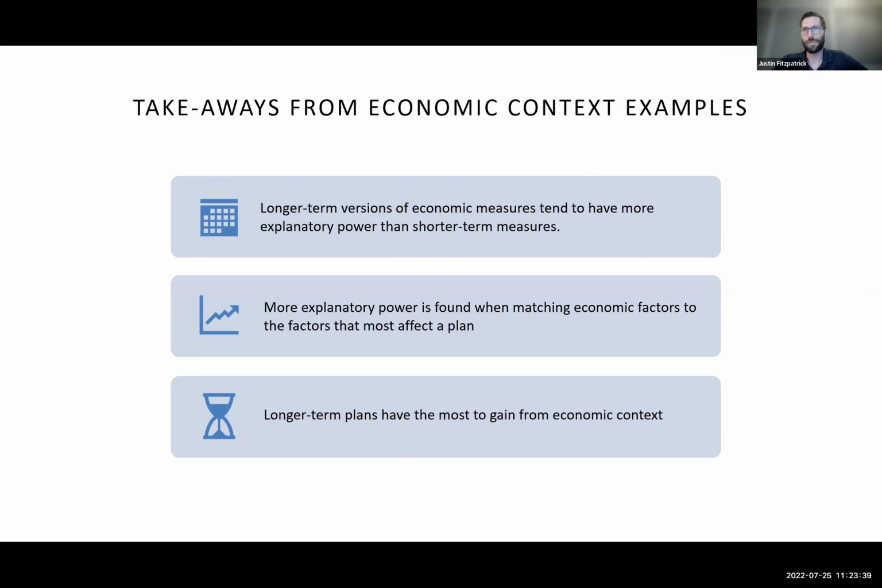Okay, so the takeaways from these examples, and again, these are just examples. We've looked at lots of other things, but these are quite strong. Longer-term versions of economic measures tend to have more power than shorter-term measures. More explanatory power is found when matching economic factors to the factors that most affect the plan that you're working on. And longer-term plans have the most to gain from economic context.